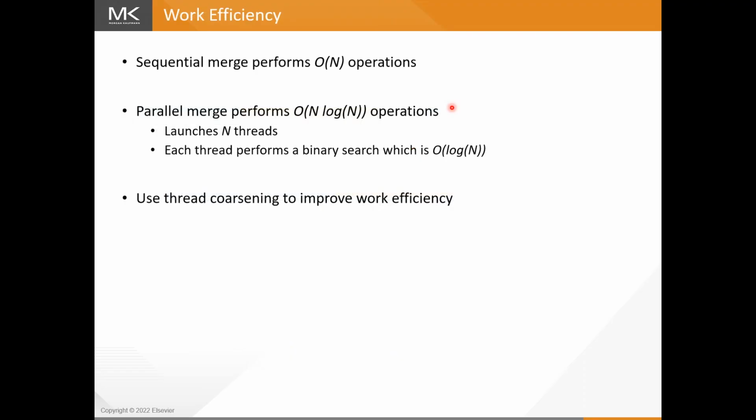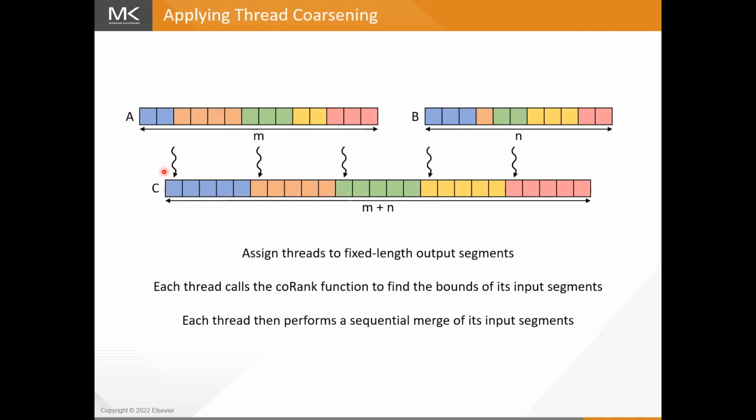So to improve work efficiency, what we said we could do is use thread coarsening. The idea of thread coarsening here is that rather than assigning every thread to one element in the output array, we can assign every thread to a fixed size chunk in the output array. Then that thread will use the co-rank function to find the corresponding input segments in the two input arrays, and then merge those two segments sequentially. So the sequential merge is work efficient, and that way the binary search gets amortized across many elements. We don't have one binary search for every element that we need to merge.